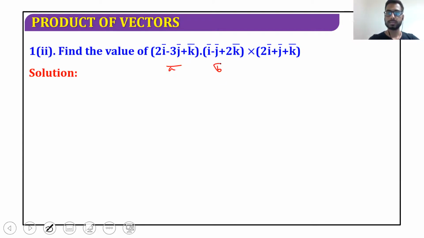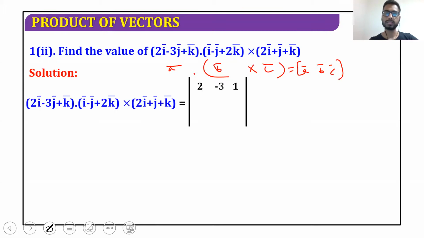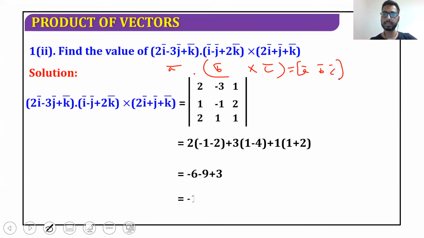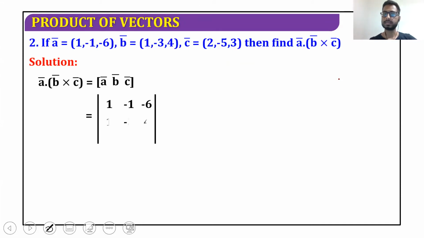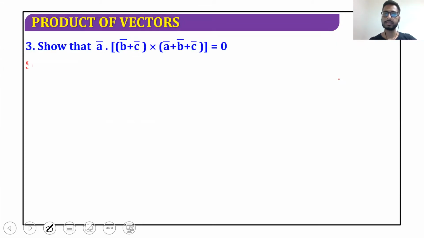The method to solve this is, it's in the form of a bar dot b cross c, which is equal to abc, which is your box product. Just simply expand the determinant and we get the answer. Similarly, this, write in determinant format, expand to get the answer.